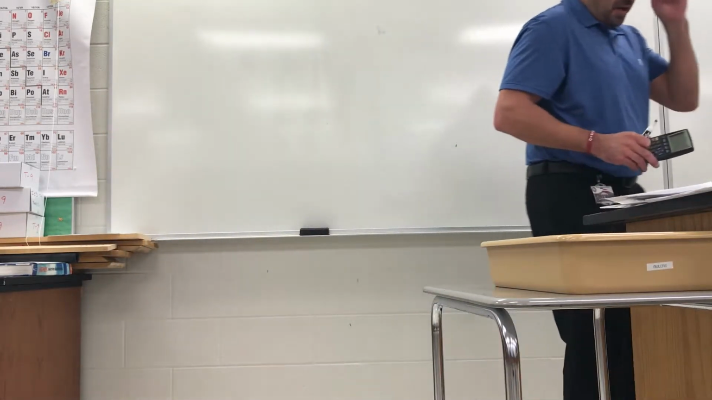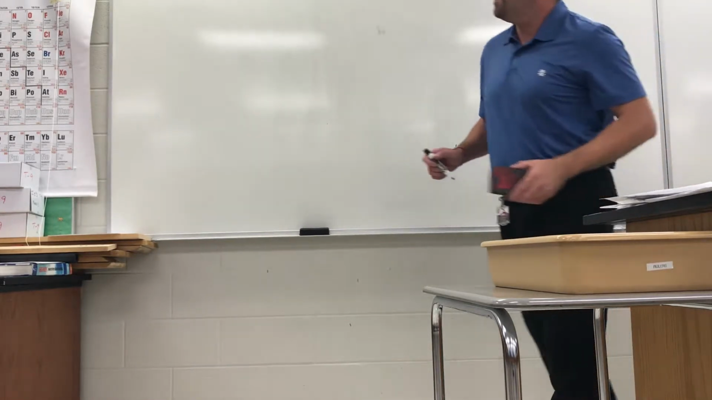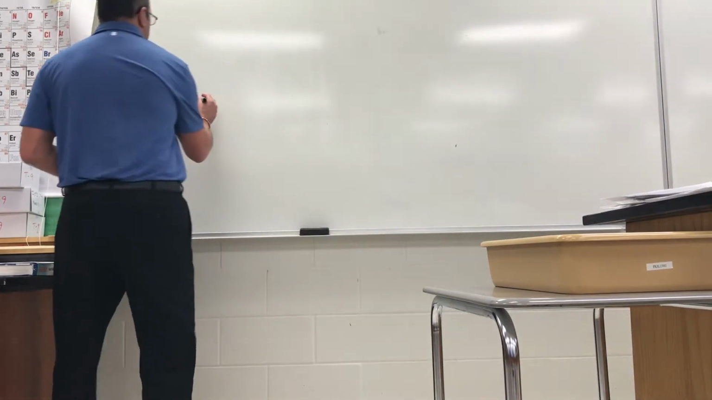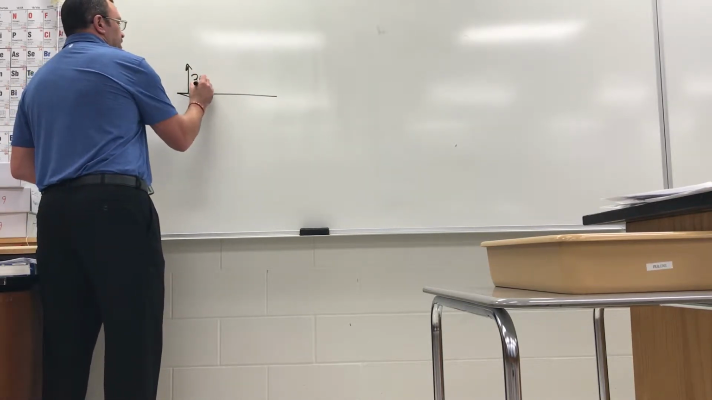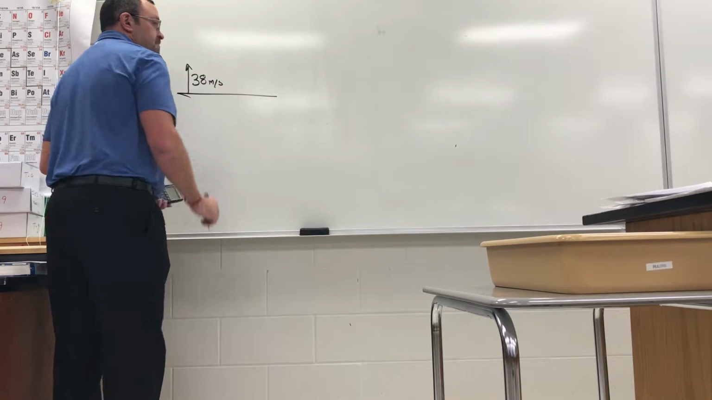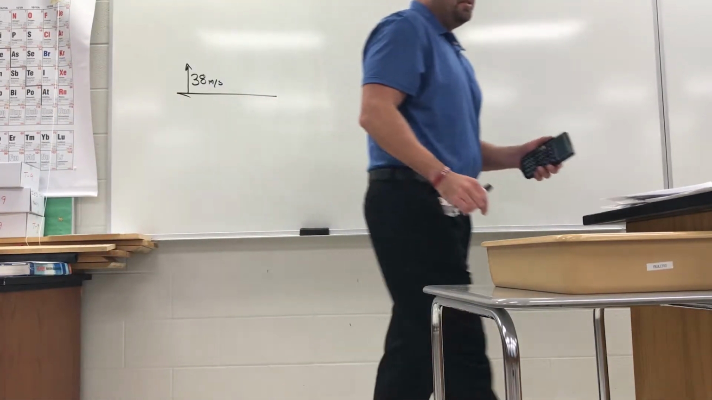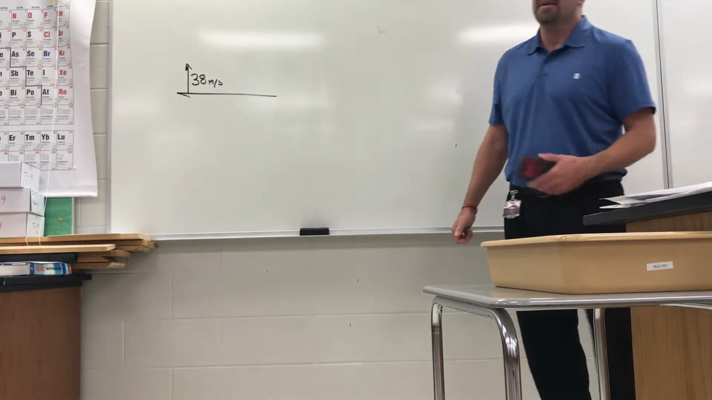Okay, so they tell us I've got a ball that's thrown vertically into the air with an initial velocity of 38 meters per second. So here's my surface. I'm going to throw it upward at 38 meters per second. And the first question says, when will it reach its maximum height?